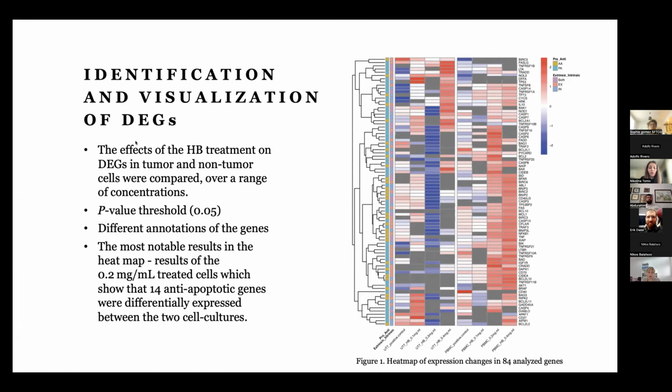These annotations show whether the gene is classified as pro-apoptotic or anti-apoptotic, and whether it is included in the extrinsic or intrinsic apoptosis-associated pathways, or in both. The most notable result in this heat map is the result from the cells treated with 0.2 milligrams per milliliter of halogenated pyroxene, which shows that 14 anti-apoptotic genes were differentially expressed between the 2 cell cultures.